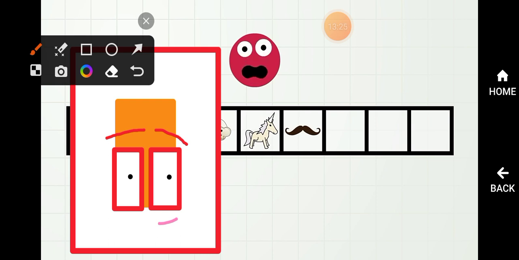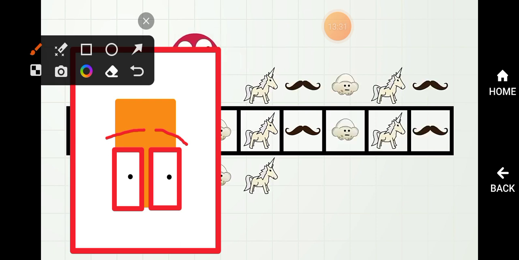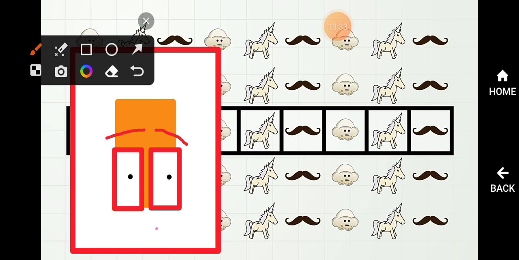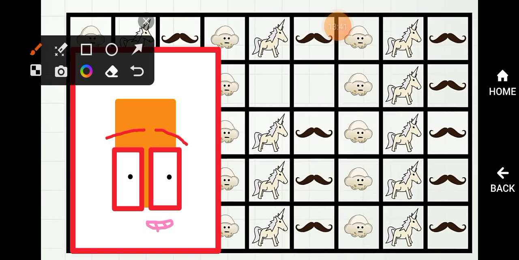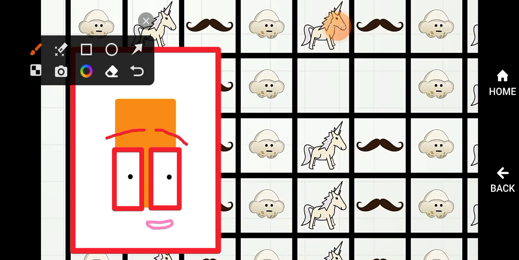That's right. It would stay the same. The pattern will be the same before and after. Watch. And last question. Oh no! Some of the pattern is missing. Can you help me fill it in? Let's look just before the missing spaces. There is popcorn, unicorn, mustache, then popcorn. So here would be what?